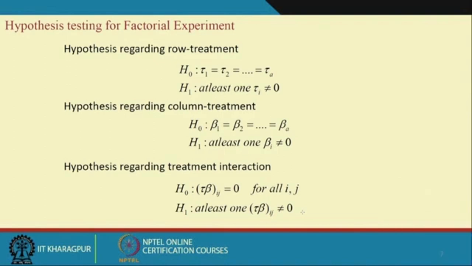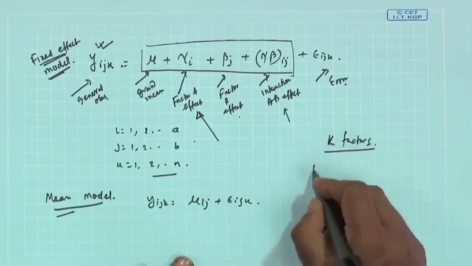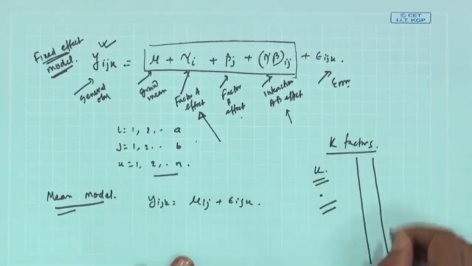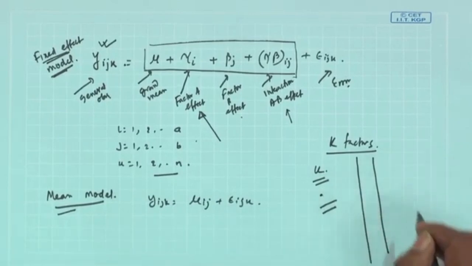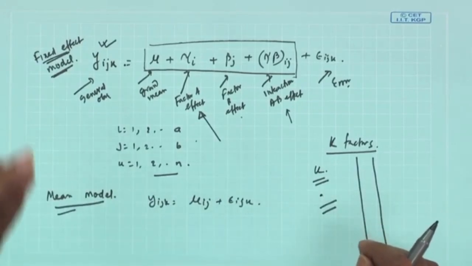So, we want to test three kinds of hypotheses here, one for factor A, another for factor B, and another for interaction AB. If you have k factors, how many tests will you be doing? There are k main effects, 2-way interaction effects, 3-way interaction effects, up to the kth way interaction effect, and for all those effects you will put one hypothesis. If there are k factors, k hypotheses for main effects, then KC2 hypotheses for two-way interaction effects, KC3 hypotheses for three-way interaction effects, and so on.